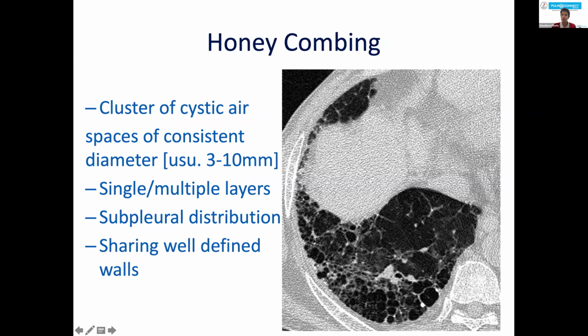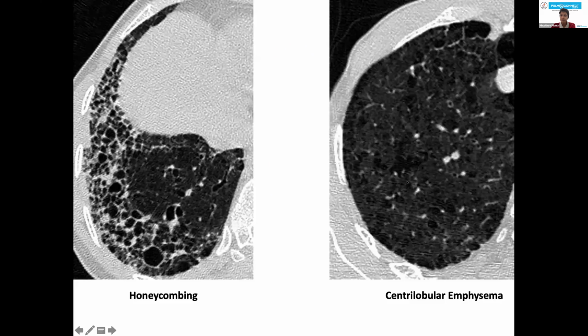So when we talk about honeycombing, this is a normal lung attenuation. You see blacker areas. These are cystic air spaces which are present in clusters with a similar diameter. They can be a single layer or multiple layers. They are subpleural, they share walls with each other and are associated with architectural distortion. So when you see such blacker areas in a lung parenchyma, we call them honeycomb cysts.